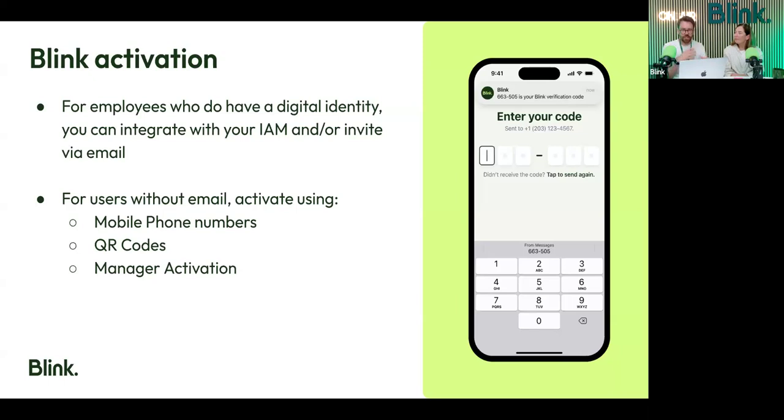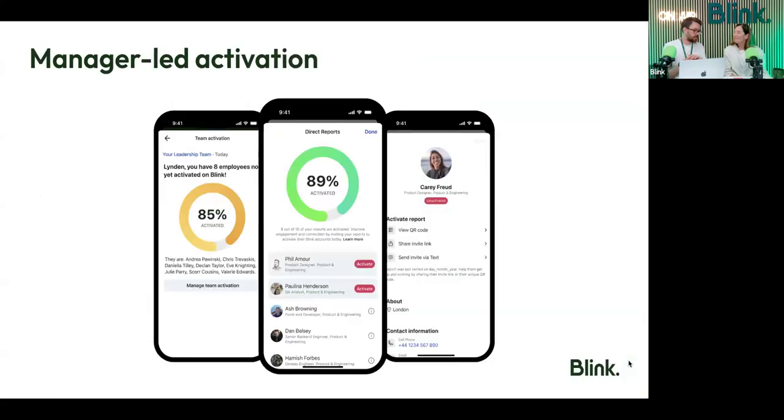We also have QR codes that don't require that, where you just scan the QR code and it's your QR code. So it's like a secure QR code that's personal to you. But the most exciting one of all of these options is the manager activation one, which is a feature that we see more and more customers using since we've built it. It's a great way to leverage your middle management to get employees that you don't have any data or phone number for activated onto Blink.